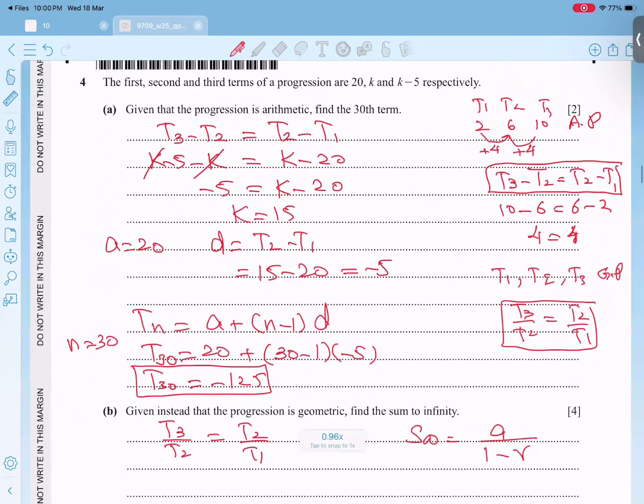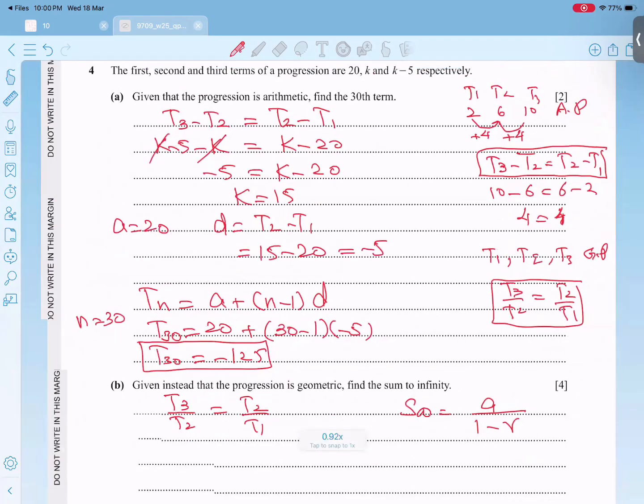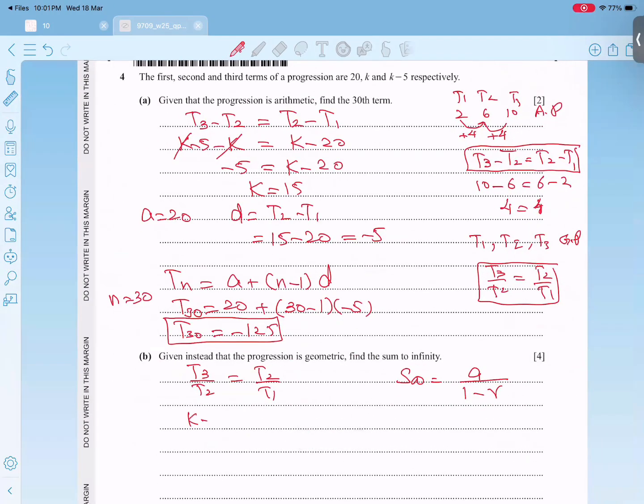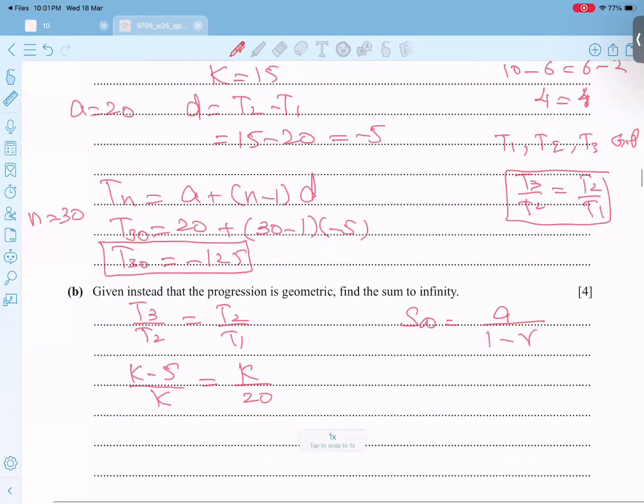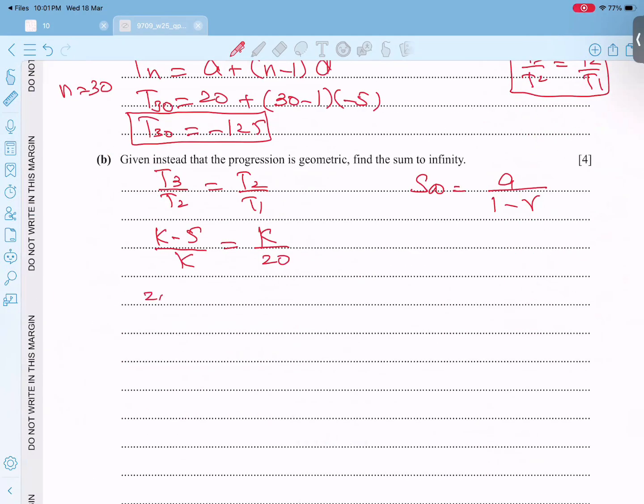And the third term is very clear. I can write k minus 5 as the third term, second term is k. Here also k, here 20. So now I'm doing cross multiply. 20k minus 5 is 100, equal to k squared. So now I'm getting k squared. I bring both values to the right hand side, so I'm getting 0 equals k to power 2, negative 20k, and plus 100.